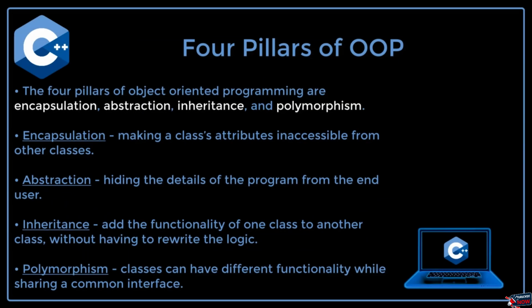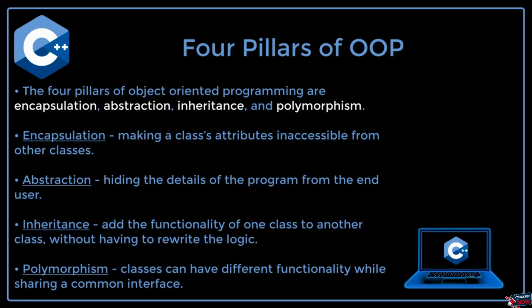In this video, we will learn about the four pillars of object-oriented programming. There are four main concepts or pillars in object-oriented programming. These are the core, fundamental concepts of OOP that empower developers to write object-oriented code. The four pillars of object-oriented programming are encapsulation, abstraction, inheritance, and polymorphism.